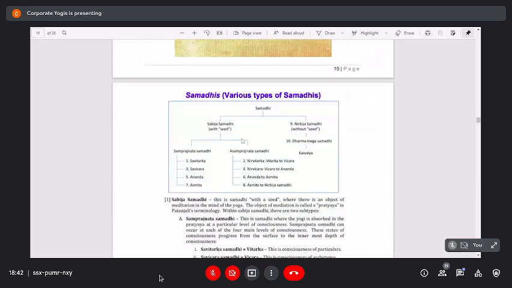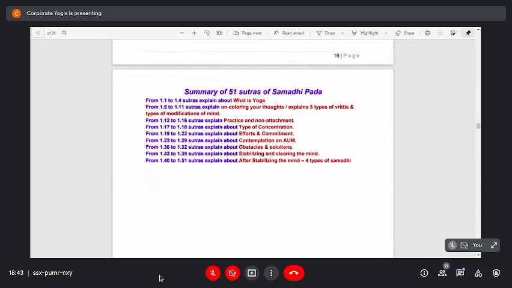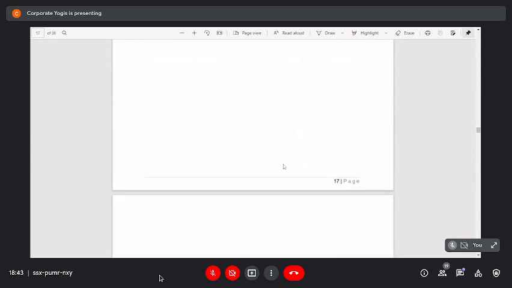Yesterday we discussed samadhi, so I will not go into much detail. There are savitarka samadhi, nirvitarka samadhi, and dharmamegha samadhi. At least these 3 you should remember. The rest you can skip. So these are the summary of the chapters. I think you can go through them later.